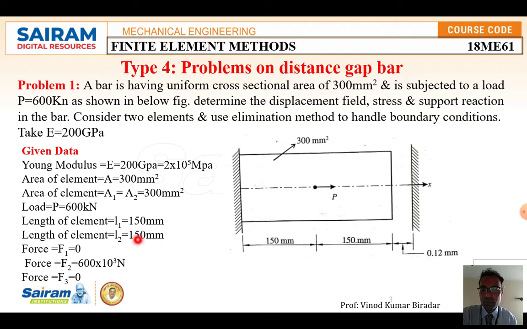Force 2 at the middle is equal to 600 kilonewton as given, so I have to convert into Newton: 600 into 10 to the power of 3, or 6 into 10 to the power of 5 Newton. F3 also is fixed, so consider 0. Once you note down all the given data, go for applying the procedure.